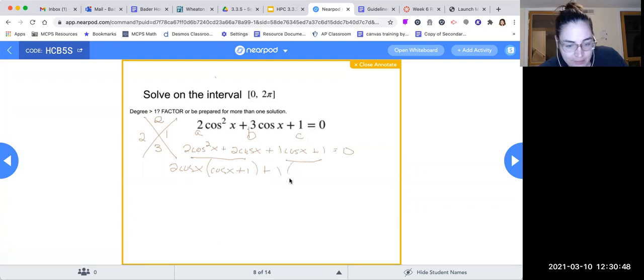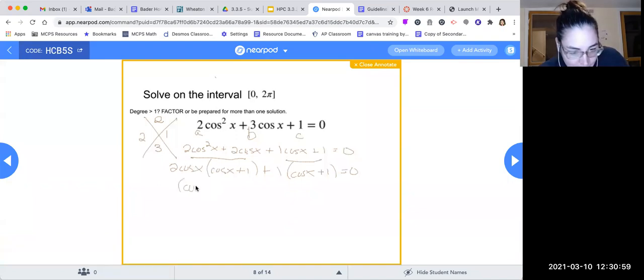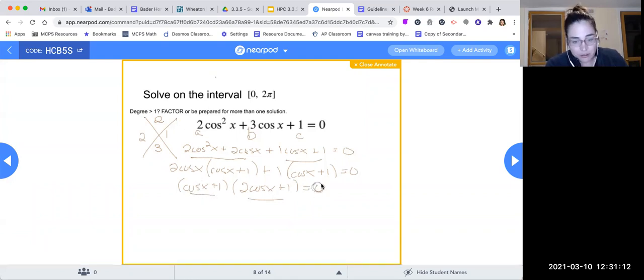1 can be factored out of this expression, leaving you with cosine of x plus 1. So now I factor one more time. Cosine of x plus 1 is the greatest common factor between these 2 terms. So I have cosine of x plus 1 times 2 cosine of x plus 1 equals 0. Right? So now, just like in the last problem, I set this factor equal to 0 because that has to be true for this to be 0.